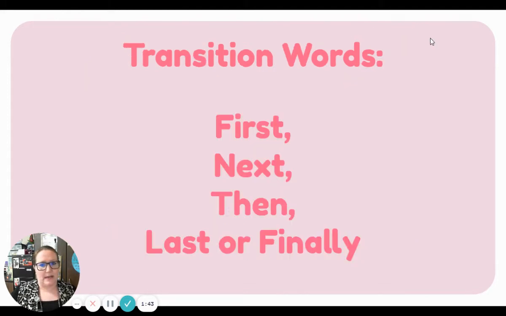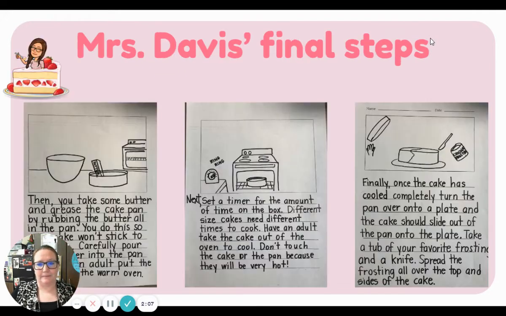So today I wanted to remind you, as you're going back and rereading, see if you remember to use transition words. If you did not, now's a good time to add those transition words into your steps. We want to make sure we're going in order, and those transition words help us with our order. Again, they are first, next, then. You can do last or finally. So Ms. Davis reread her writing from yesterday, and then I continued with the next steps in my procedural for how to bake a cake.